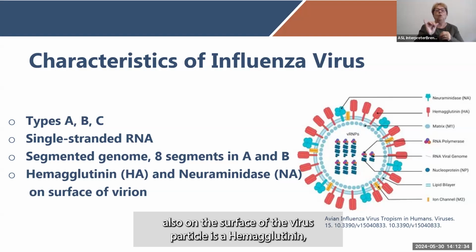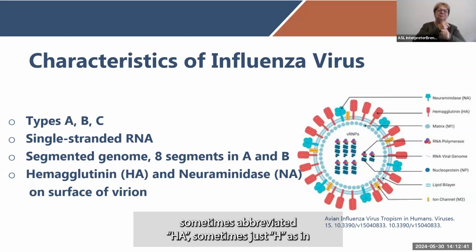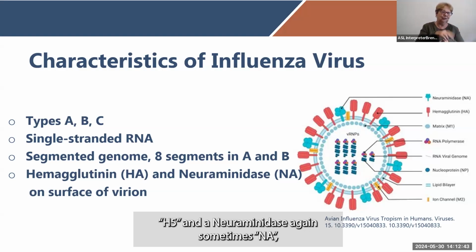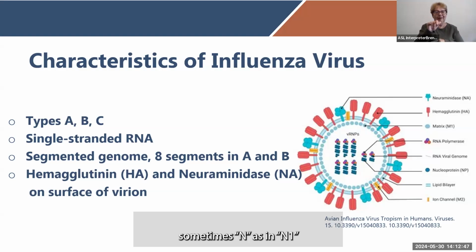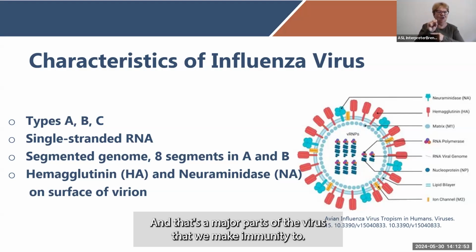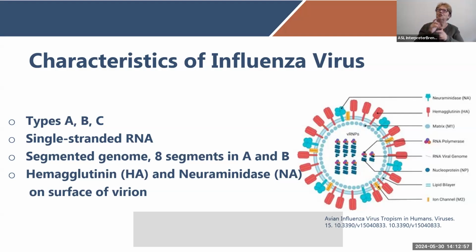Also, on the surface of the virus particle is a hemagglutinin, sometimes abbreviated HA, sometimes just H as in H5, and a neuraminidase, again, sometimes NA, sometimes N as in N1, on the outside of the virus particle. And that's a major part of the virus that we make immunity to.